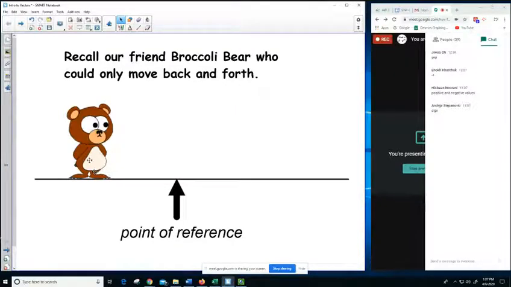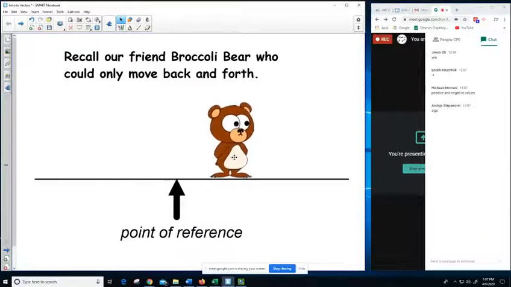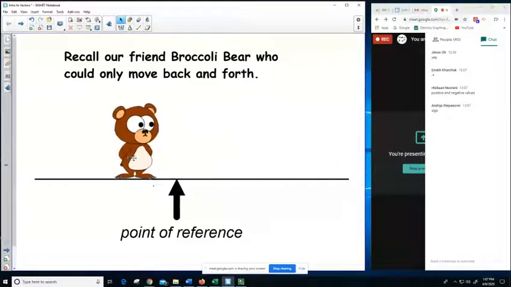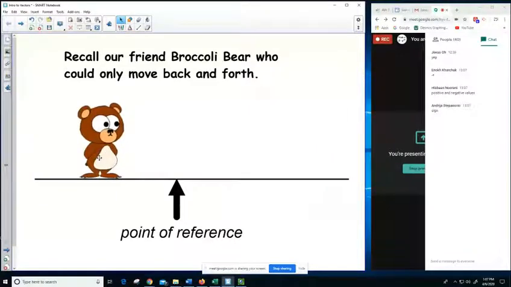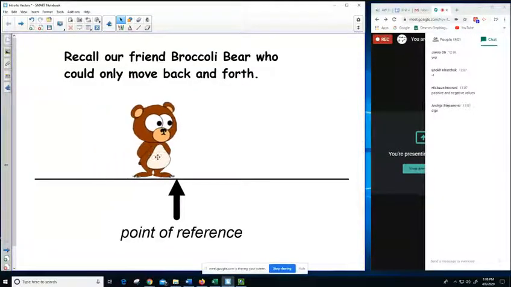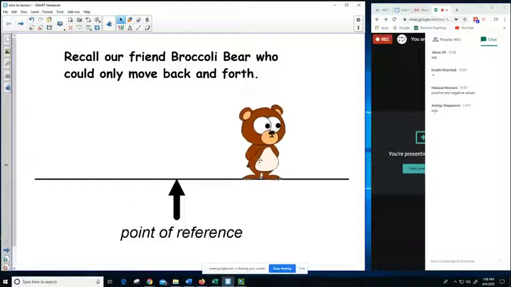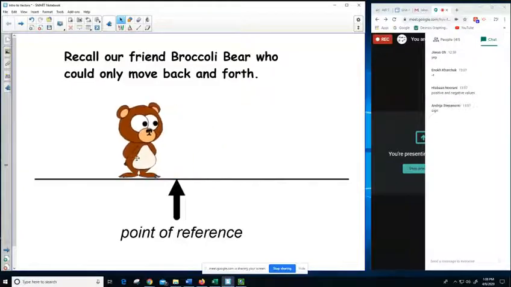And similarly for something like speed and velocity. If I'm just saying Broccoli Bear is moving at 2 meters per second, it doesn't matter which direction. The speed is the same: how is the distance traveled with respect to time? But if we want to talk about velocity, which includes not just how fast he's going, but in which direction, again we could use a sign. If I'm moving in the positive direction, it's 2 meters per second, and in the negative direction, negative 2 meters per second.